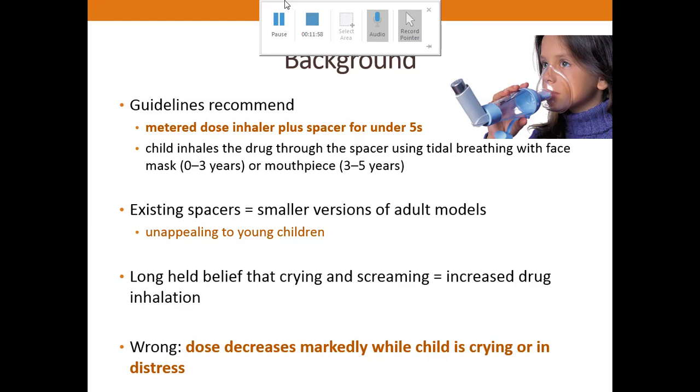If they don't like taking part, like I say, the carers give up because the children are crying, upset, screaming. A lot of people used to believe that the longer those behaviours were happening, the more it would increase drug inhalation, because you're sort of gasping in, aren't you, as you're crying and when you're deathly upset as a child. But it's actually the opposite. While the child is crying or in distress, they're actually taking in less air rather than more, less of the medicine.